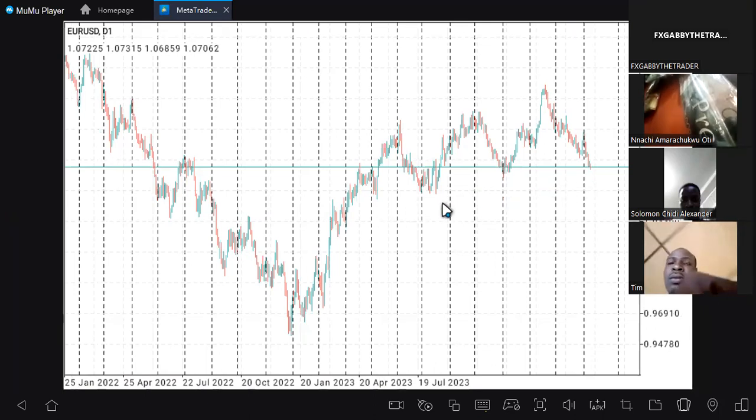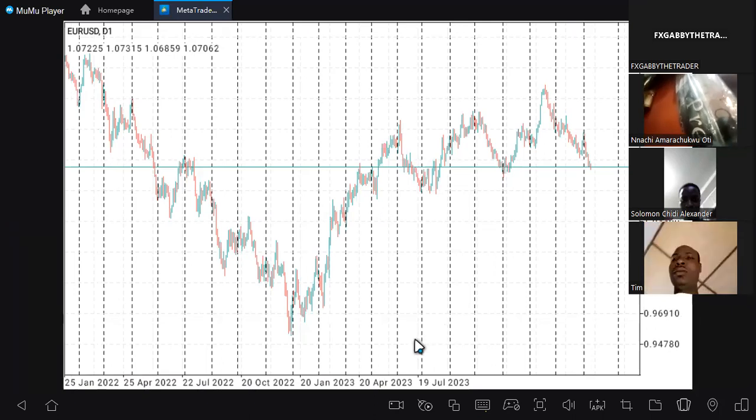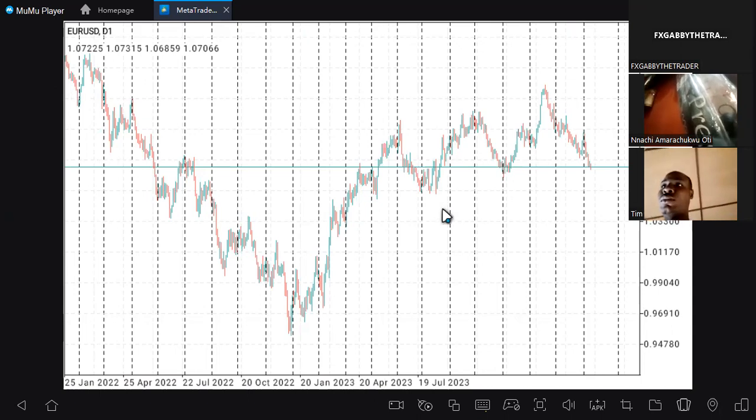So we are going to be looking much later at resistance and support. Sorry if you cannot see my chart, use your own MT4. For those that are using a laptop, they have a double advantage because you can be on Zoom and then open your MT4 alongside.